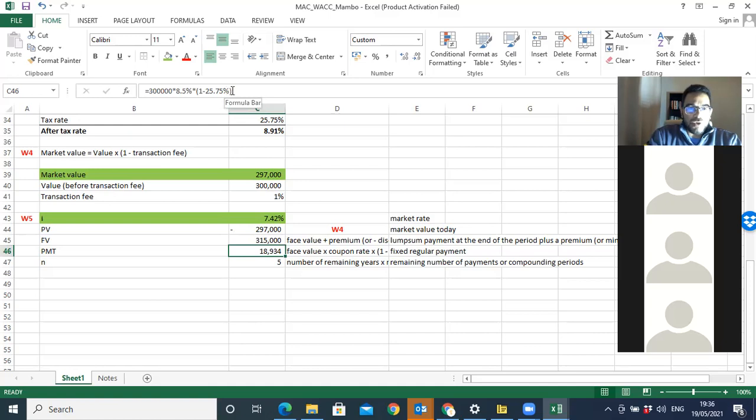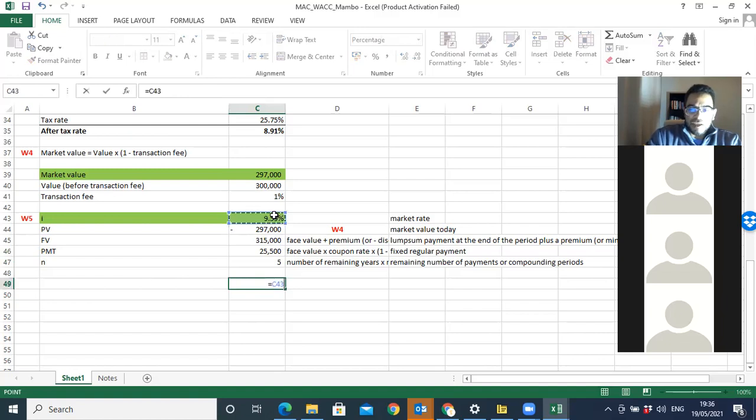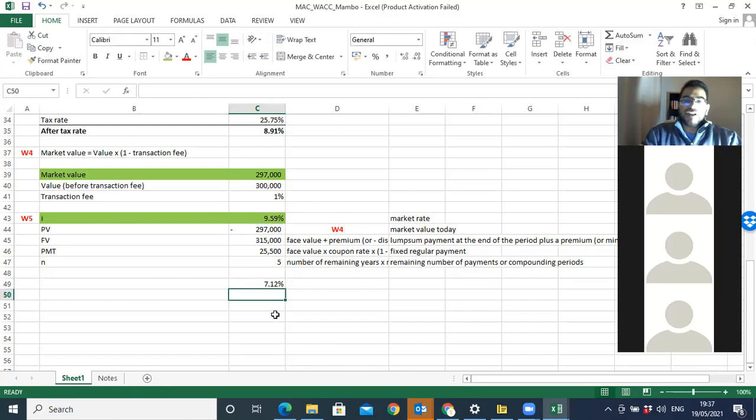Let's just quickly do this. If I just take this away, so you see it's 9.59. If I make an after tax and multiply that by an after tax rate, 1 minus 25.75%, you can see I'm not getting the same answer. When I had it after tax by having PMT after tax over here, I had 7.42.